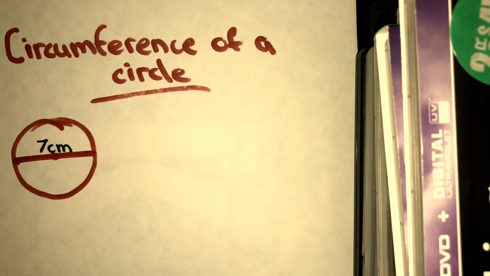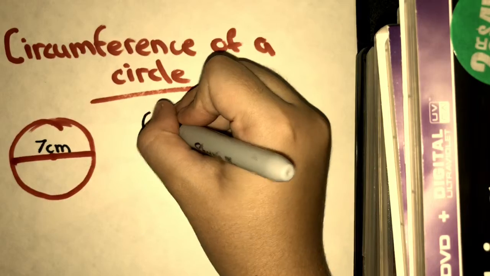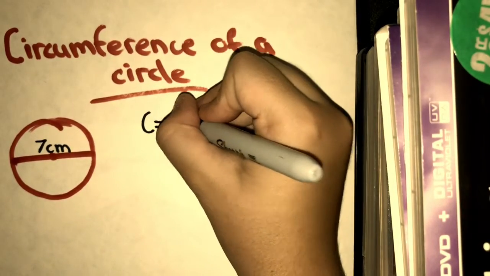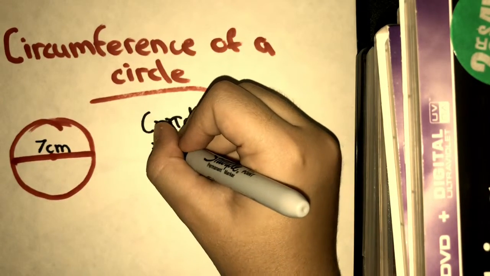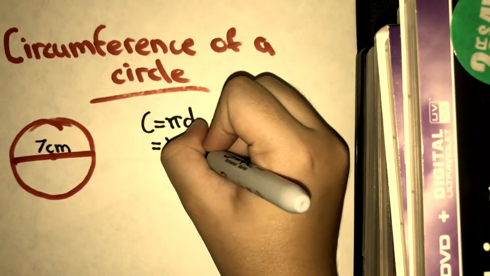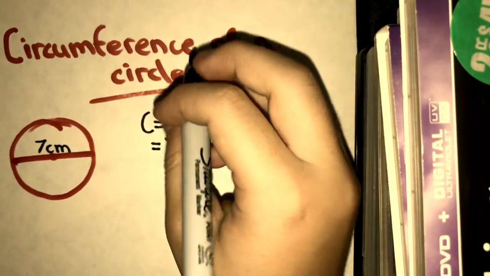The other way you can find the circumference of a circle is circumference equals pi diameter. Like the previous example, you start with the rule, circumference equals pi diameter, and then break it down into circumference equals pi times diameter, which is 7 centimeters. So we start circumference equals pi diameter, which then equals pi times 7.